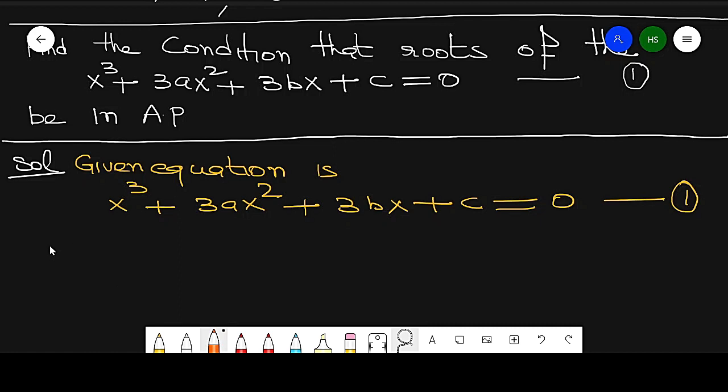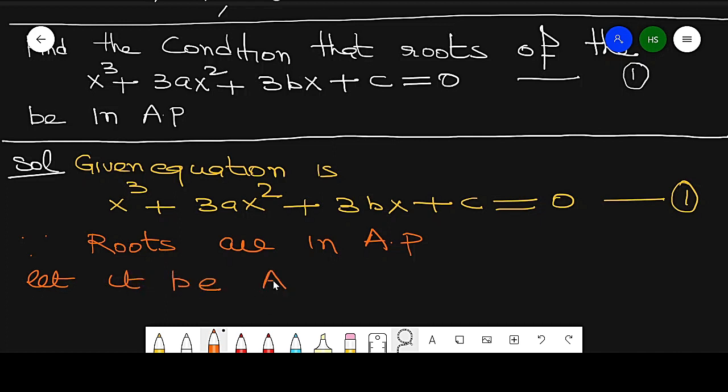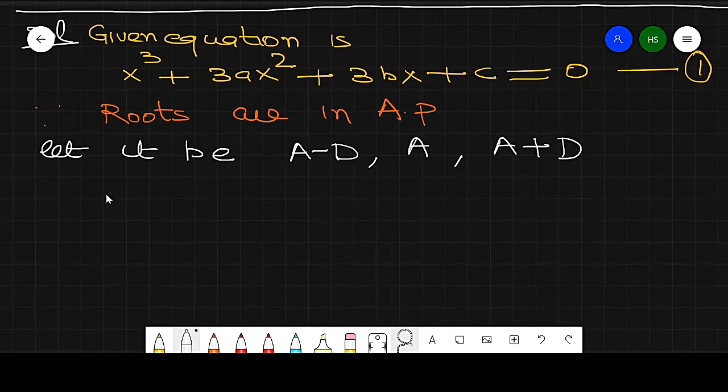Now what are its roots? Its roots are in AP. So let the roots be a minus d, a, a plus d, because the roots are in AP. This is the root of the given equation.